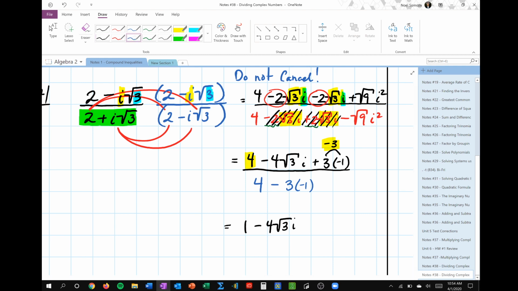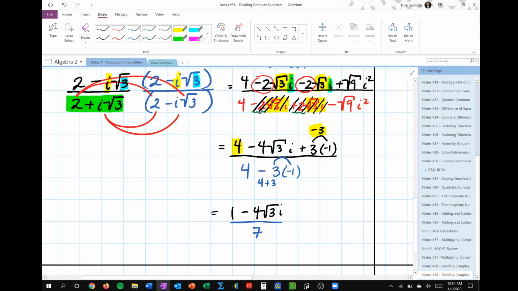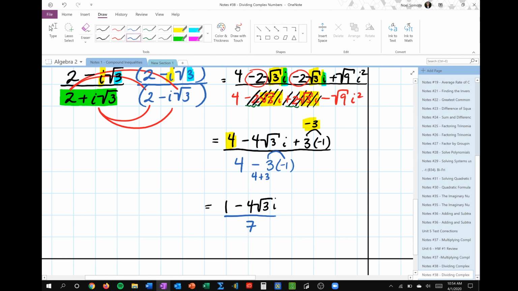Okay, denominator, -3 times -1, that's going to be a +3. So you end up with 4 plus 3 in the denominator, which ends up giving you 7. Okay. All right, we're pretty much done. What I would need you to do now is to then split this back up, right? Write it in standard form. So then you would get 1/7 minus 4 root 3i all over 7. And that's it.